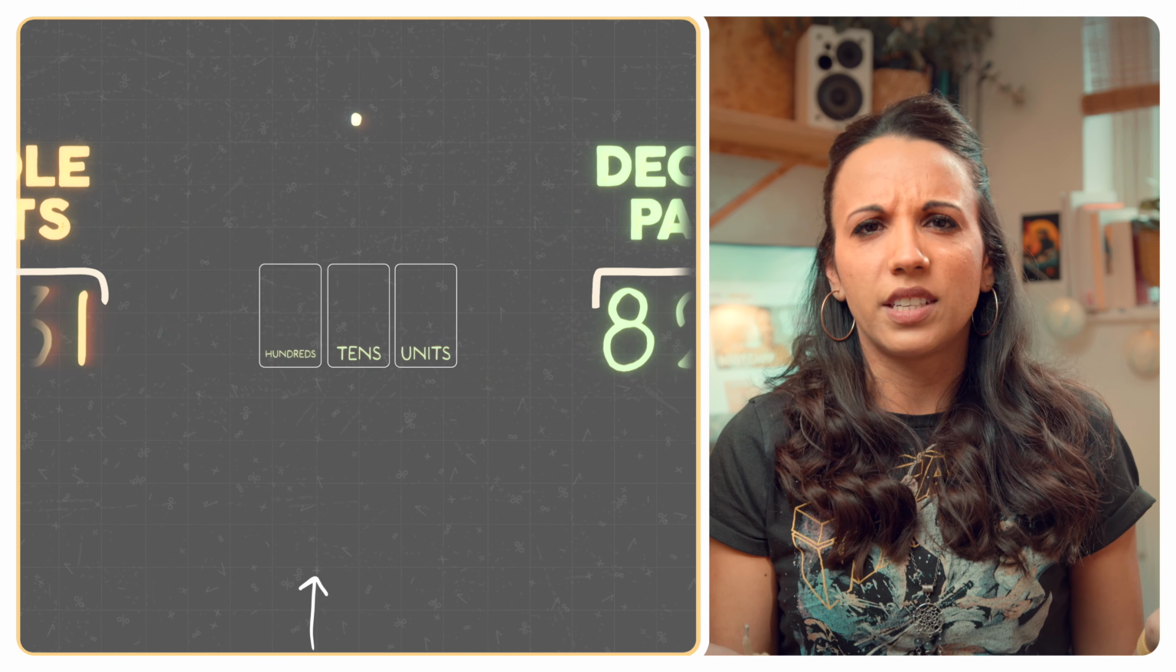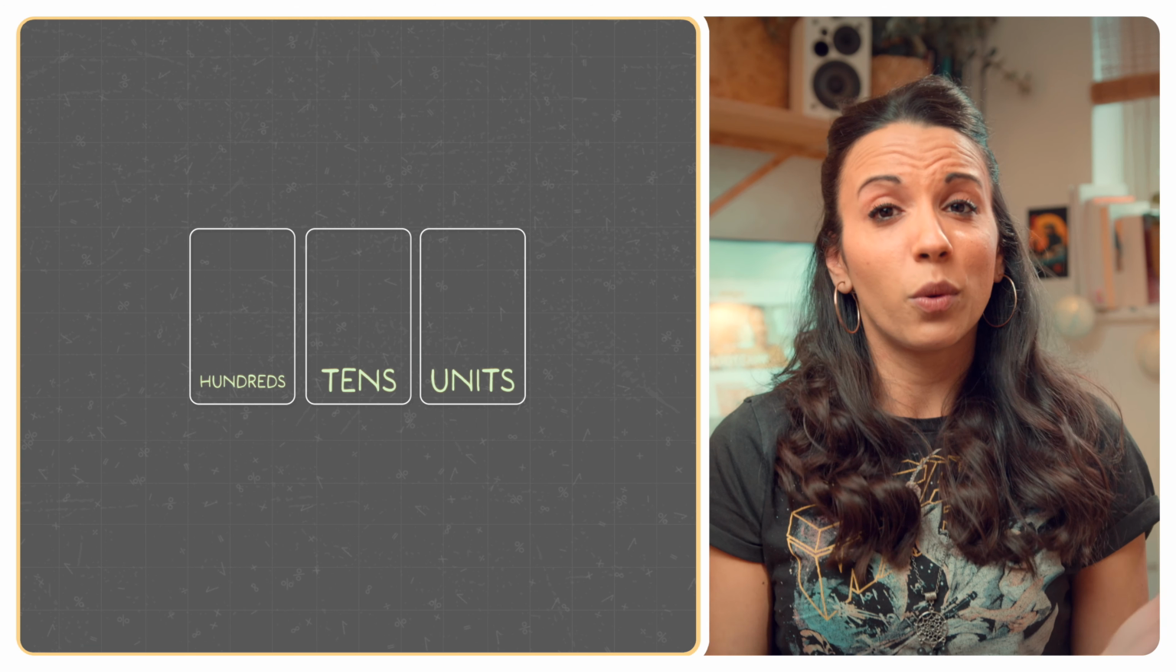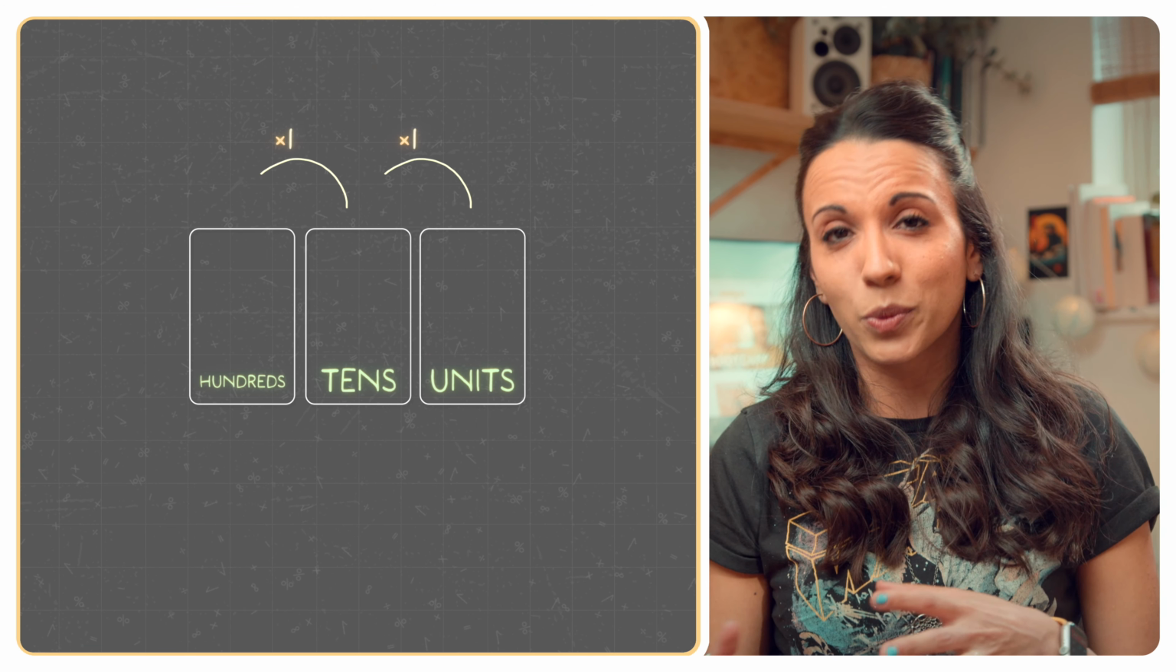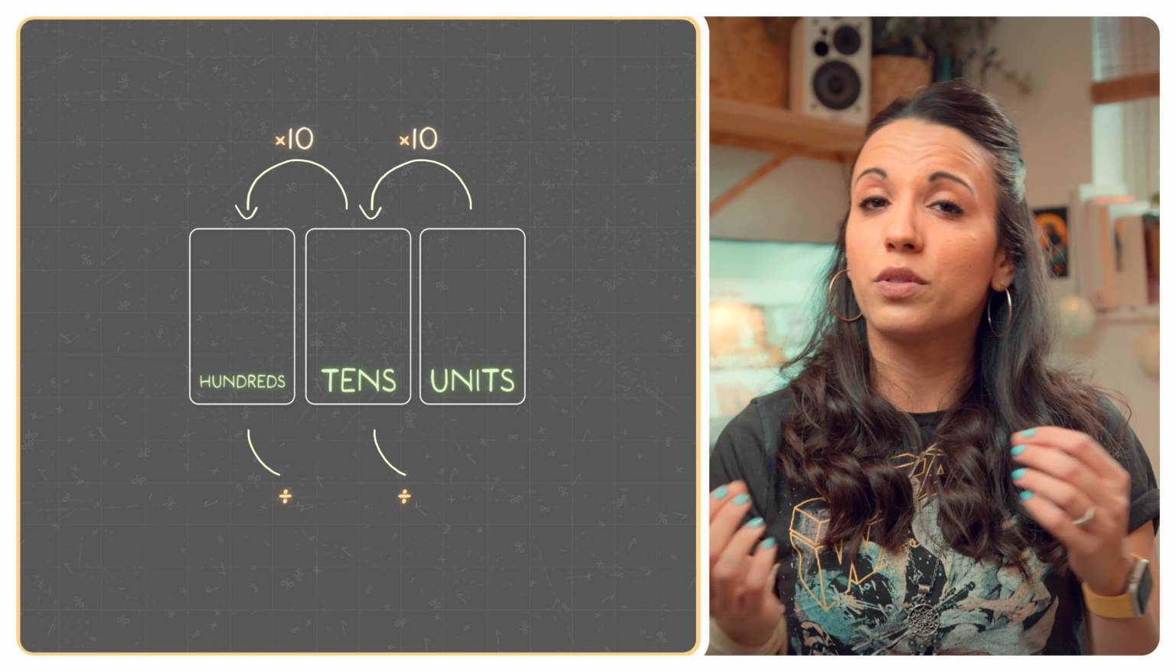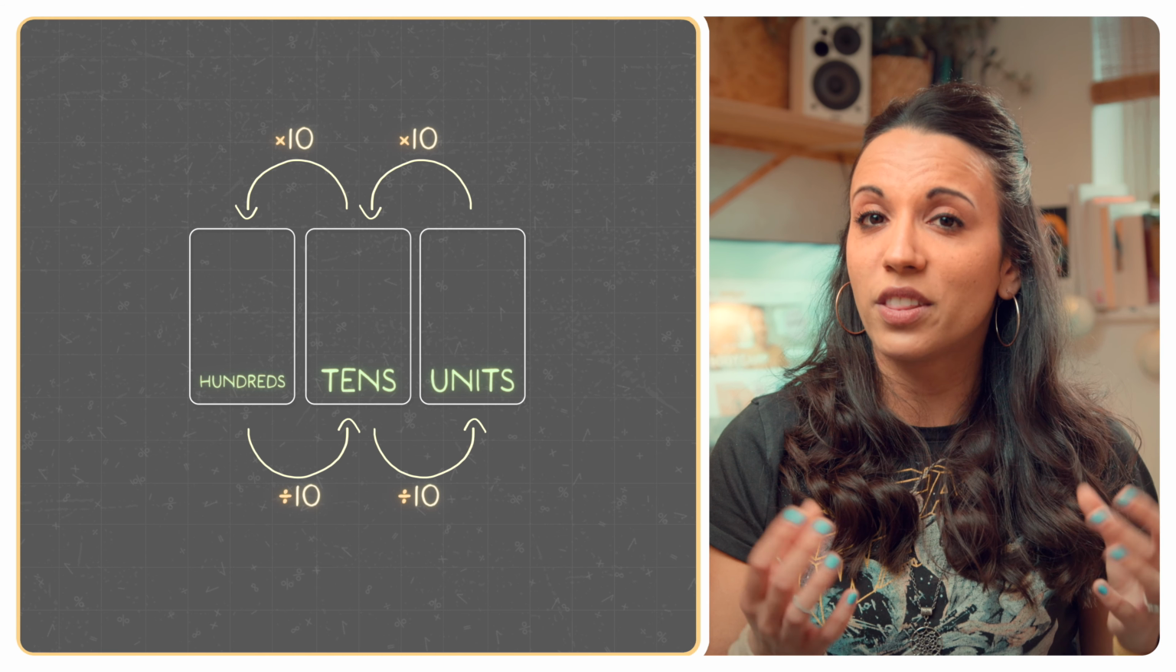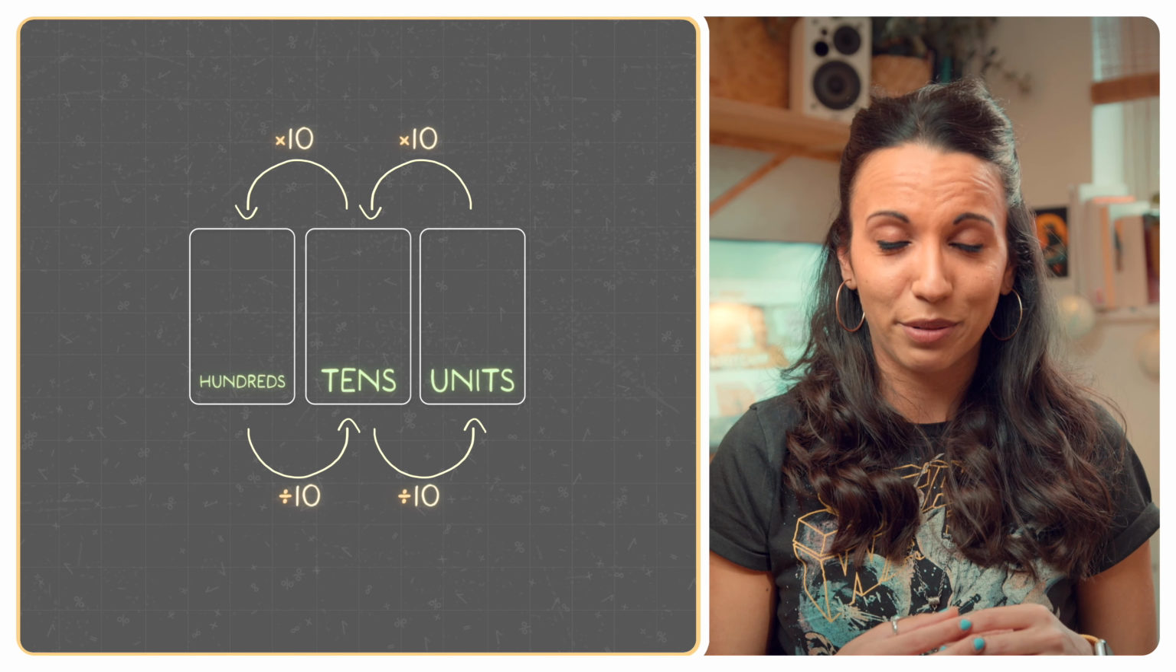So what's the value of the digits on the right of the decimal point? Well, if every time we move to the left, we get a place value that's 10 times bigger than the previous column, then each time we move to the right, we must get a place value that's 10 times smaller than the previous column.